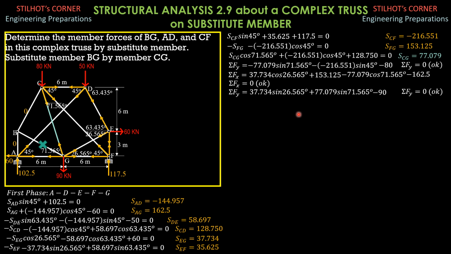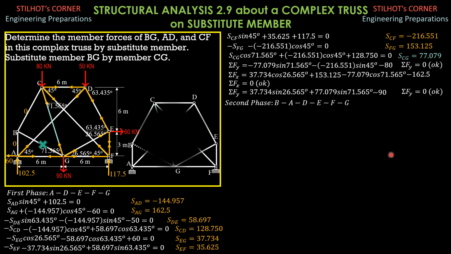And the joints to follow would be B, A, D, E, F, G. So in the second phase, we simply put the force of BG and we will call that Q as shown here. So you have Q, then solve all these member forces in terms of Q, including CG, the substitute member. And remember that CG is just invented, it is not in the original truss. Therefore, its final force would be 0. So first phase plus second phase would be 0.